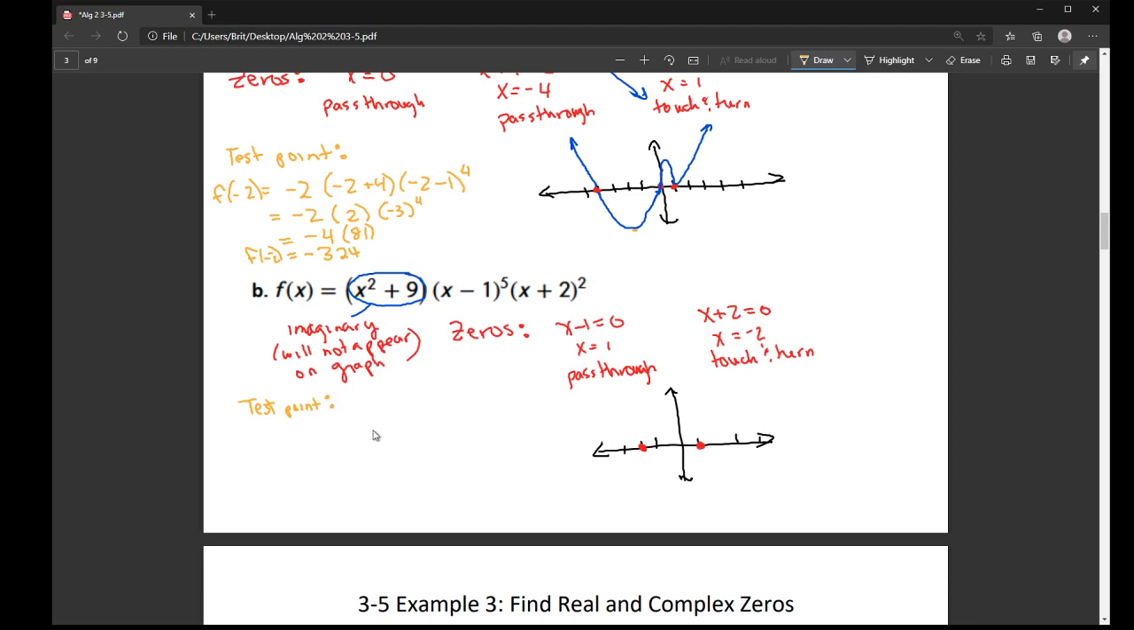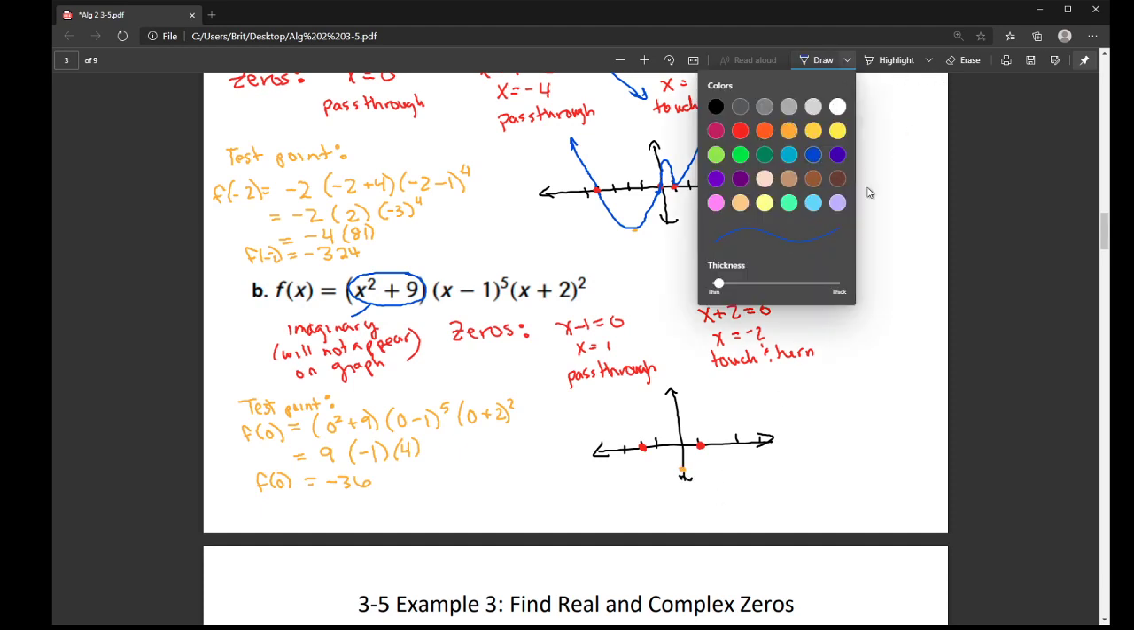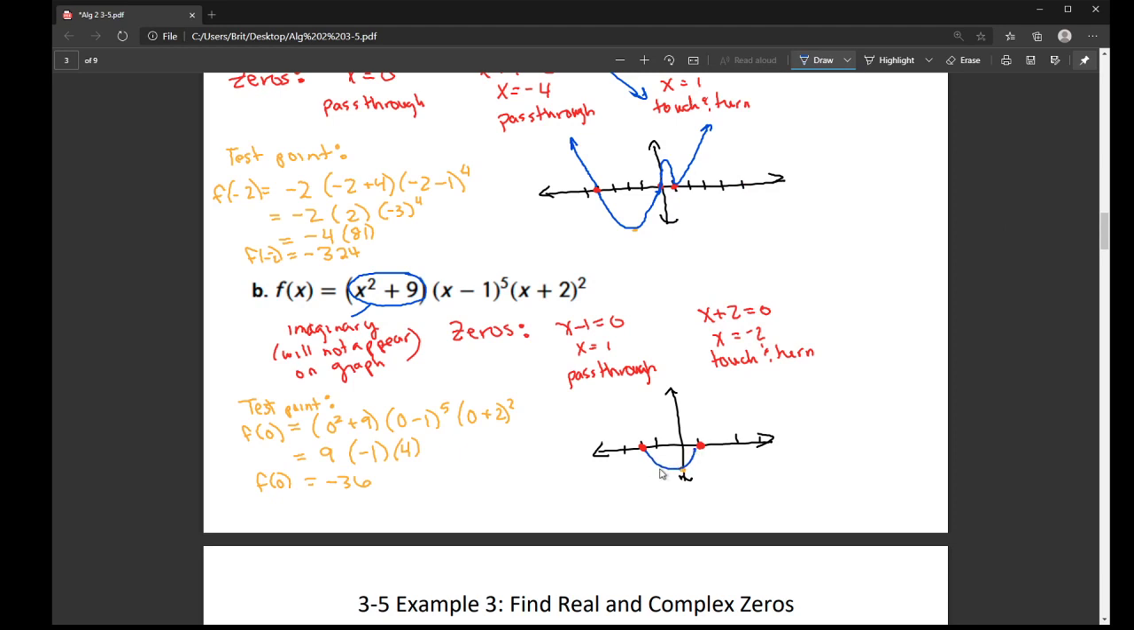And then I can use those end behaviors, I could use the behavior at these points to tell me how the graph will appear. So I'm going to pick 0, because 0 is an easy number for me to work with. So I'm going to get 0 squared plus 9, 0 minus 1 to the 5th, and then 0 plus 2 squared. So this turns into a 9. 0 minus 1 is -1. To the 5th is still -1. And then 0 plus 2 is 2, which when I square it is 4. So at f of 0, I have a -36, which is down here somewhere. So I know that my graph is going to at least loop like that. And it probably has a bend in there.